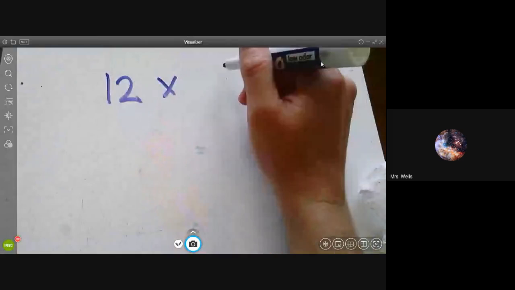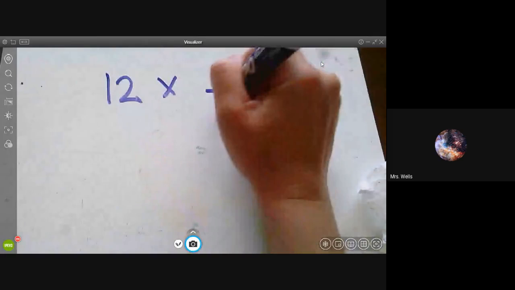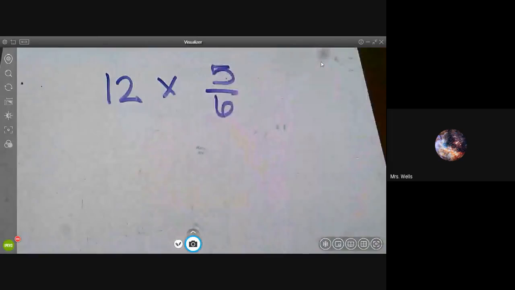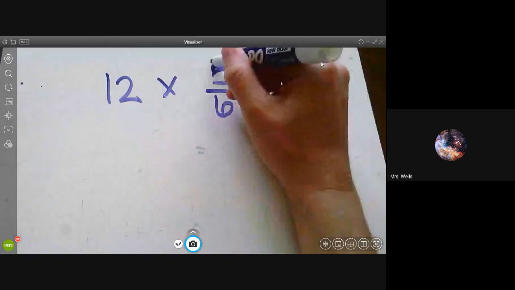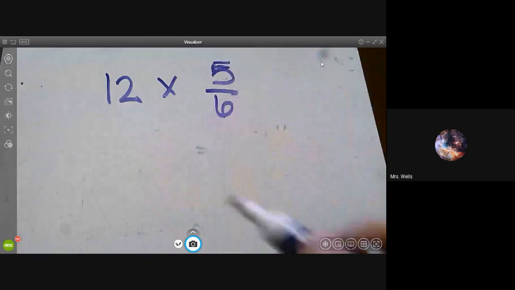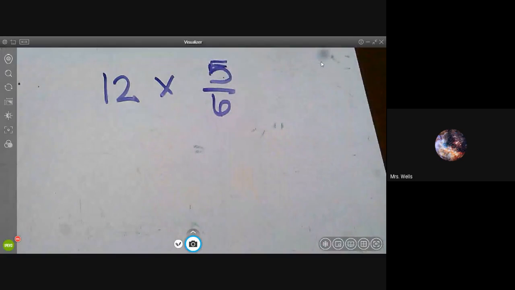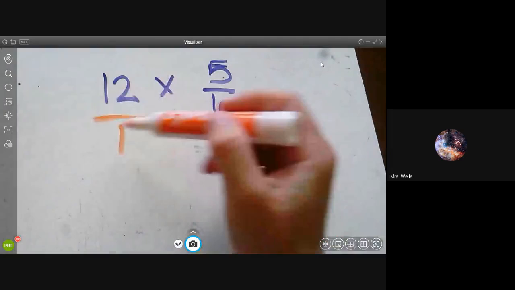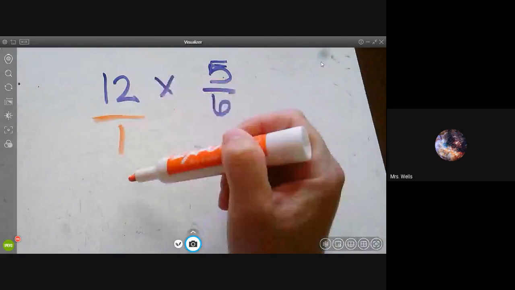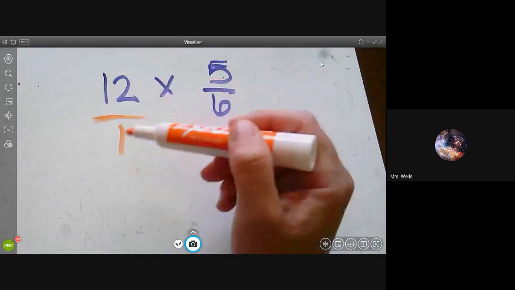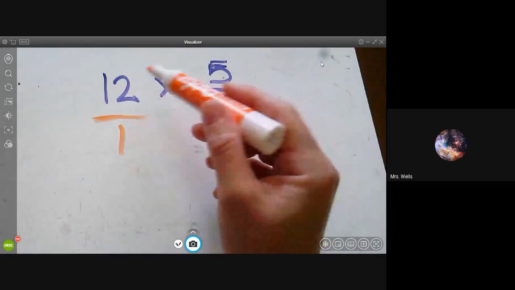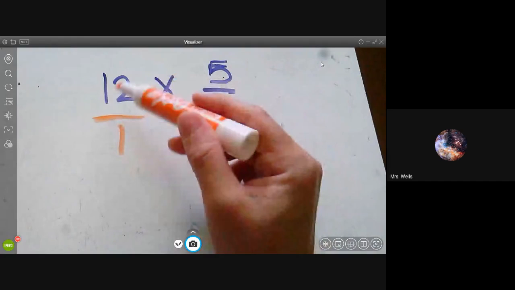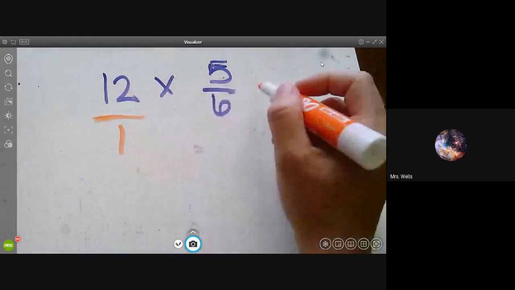okay, 12 times 5 over 6, and yes, this is a 5. Okay, first thing I am going to do is add a 1 underneath my whole number. Because again, I'm just showing it to you differently. It all is the same number, okay? And then I multiply across, multiply across, multiply across.